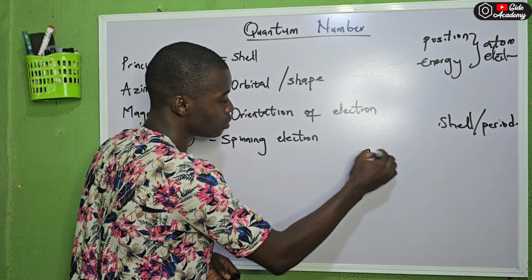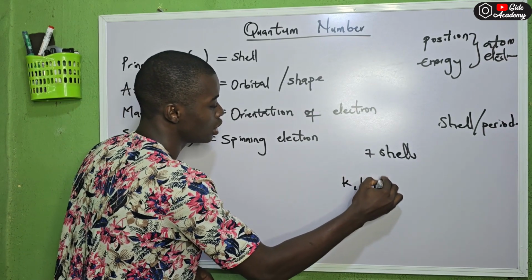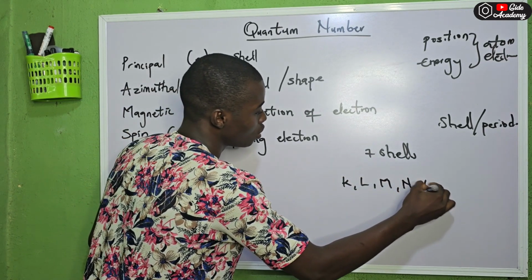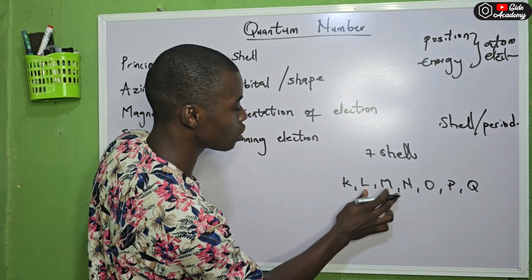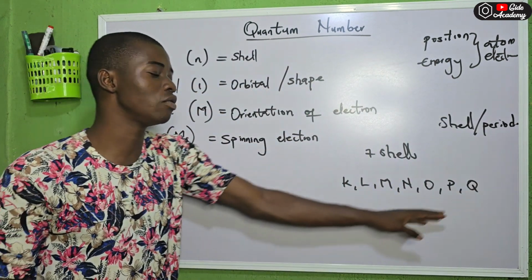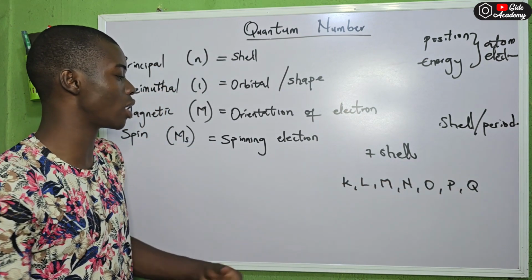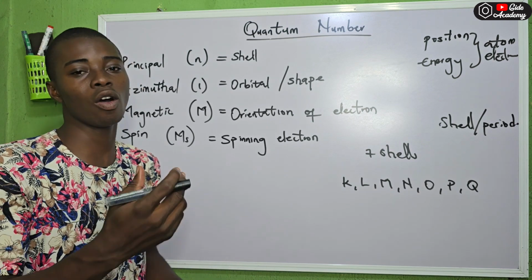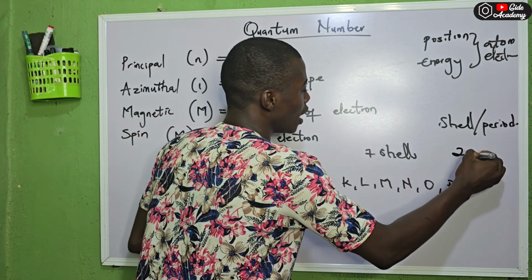And remember, we have 7 shells in the periodic table, which are named K, L, M, N, O, P, Q. 1, 2, 3, 4, 5, 6, 7. Yeah, Q. These are the 7 shells in the periodic table. But notwithstanding, there's a general formula which you can use to get the number of electrons that a shell can contain, using 2n squared.